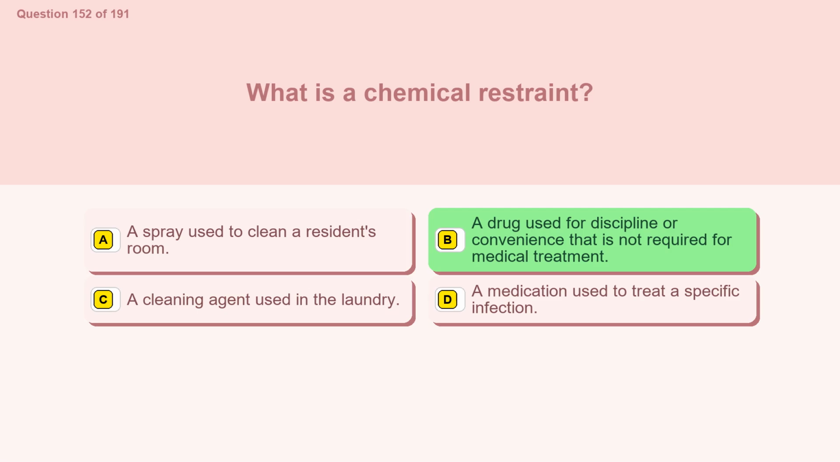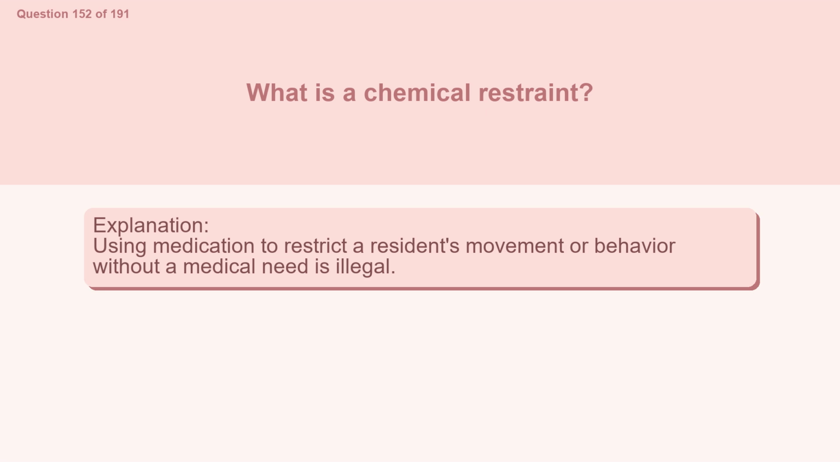The correct answer is option B, a drug used for discipline or convenience that is not required for medical treatment. Using medication to restrict a resident's movement or behavior without a medical need is illegal.